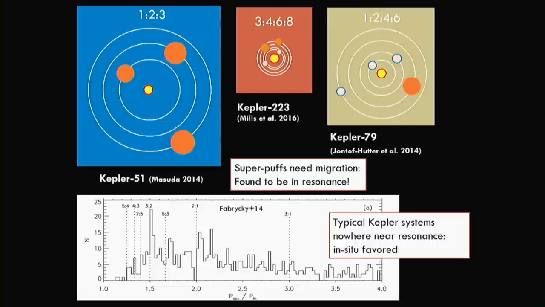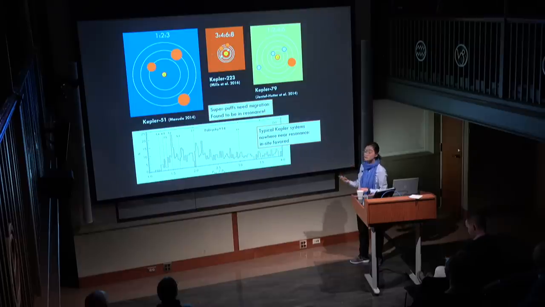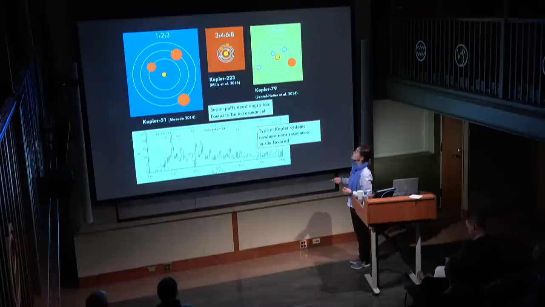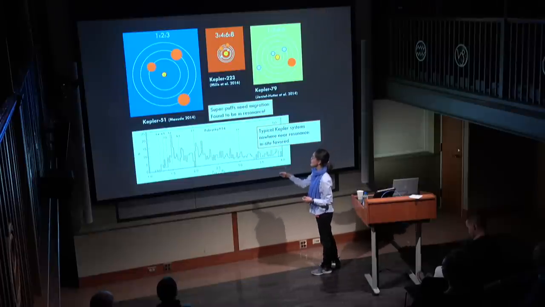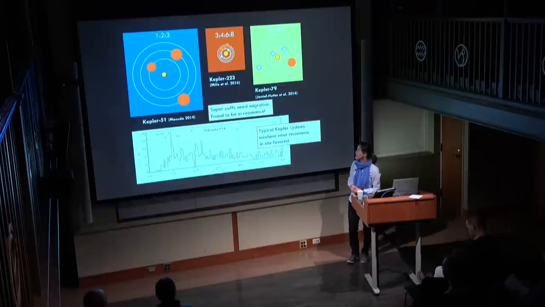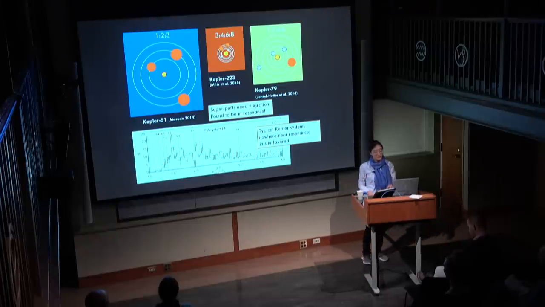So just quickly, the superpuffs have to form far out in these cold regions beyond 1 to 2 AU. But we currently see them at orbital periods of around 30 to 50 days. So that means the superpuffs must have undergone some large-scale migration. And again, the classical expectation is that they are found in mean motion resonance. And that's exactly what we see for the systems where we know these superpuffs to exist, like Kepler-51 and Kepler-223. This system has actually been confirmed to be in mean motion resonance, and all the other planets are still waiting to be confirmed. Contrast that with the typical Kepler systems: the small planets are nowhere near resonance. So this is one of the reasons why we would think that in situ formation is the more favored model.